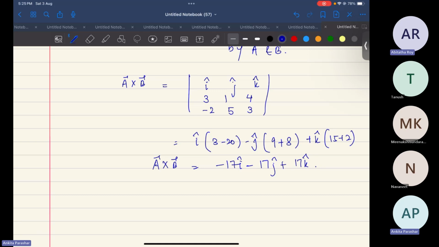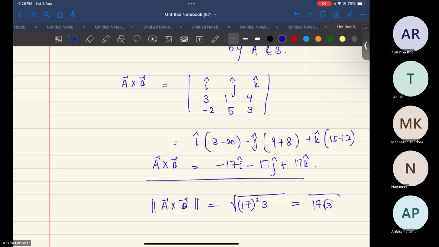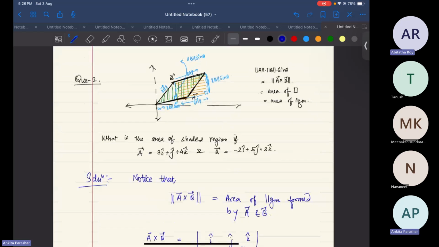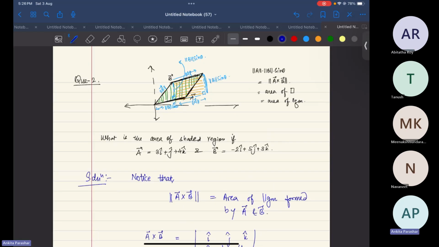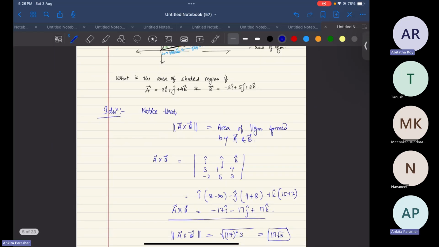Is this okay? A cross B. Yes, ma'am. Now, what is the norm? That is easy, right? The root of 17 square plus 17 square plus 17 square. So this is how you will find the area. If somebody gives you a parallelogram and you know the vectors which generate the parallelogram, then it is just the norm of the cross product of those two. It's as simple as that, provided you know how to compute that.